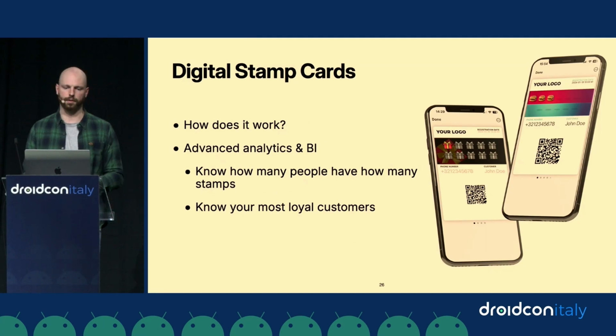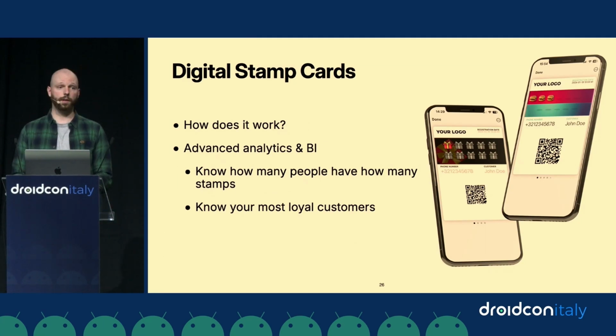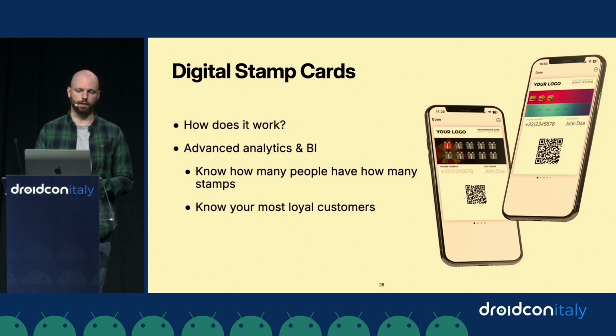This is my favorite example of the whole framework. We can create digital stamp cards with the PassKit framework. And essentially it works like this. So again, you go to a store somewhere where you can collect stamps. When you purchase something, you can scan the QR code.